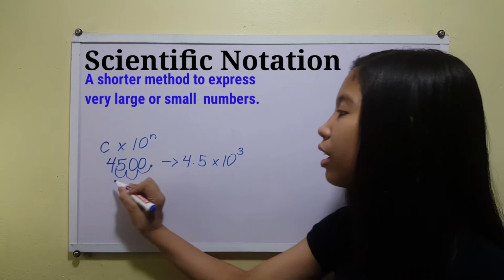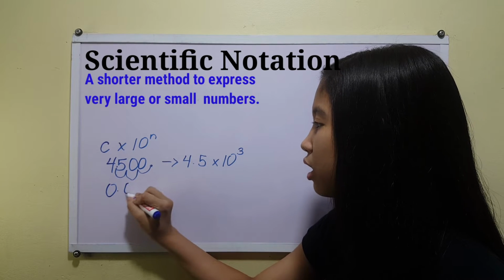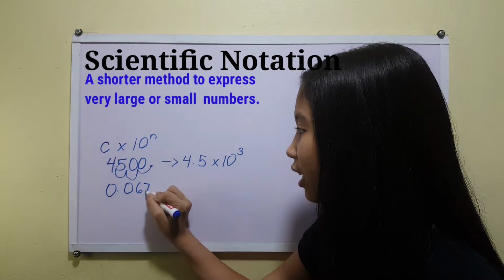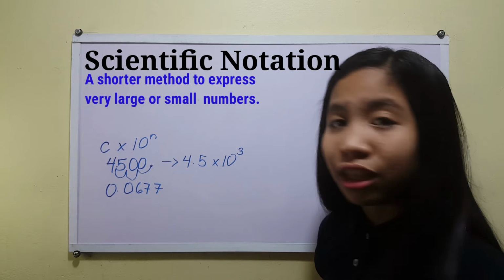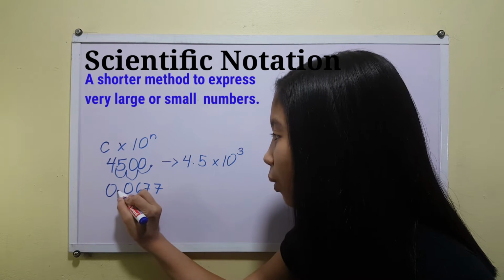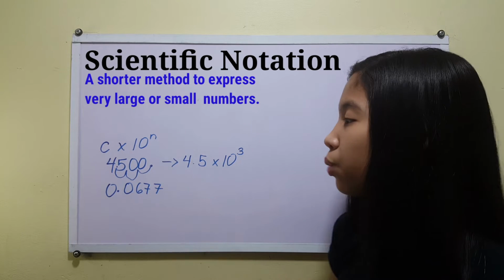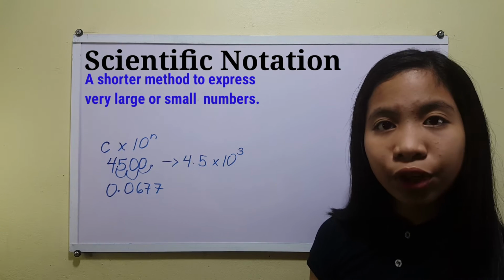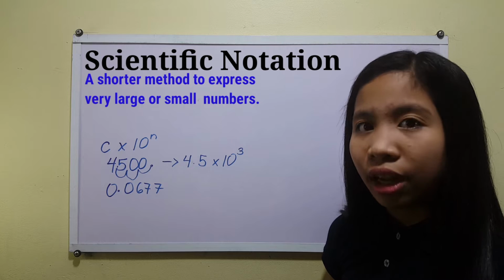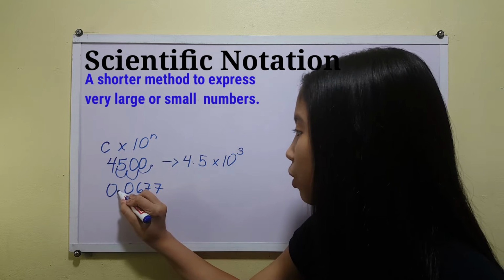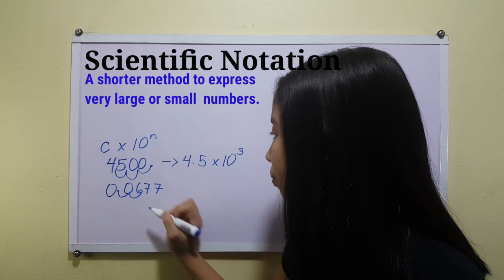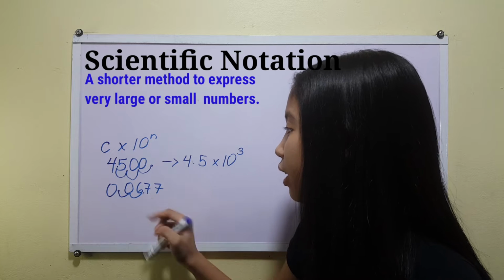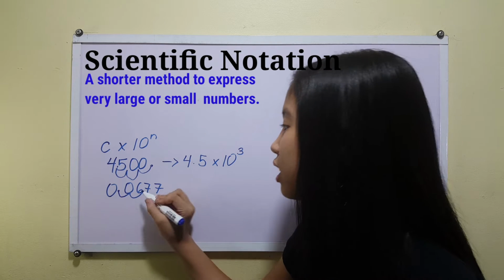And if we have 0.0677, as you can see, we already have our decimal point here. So we are going to move it to the right until we have our first non-zero number. So let us move the digit 1, 2. So we are going to stop here because 6 is our first non-zero number.